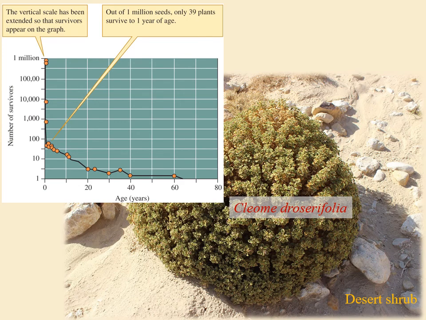This is a desert shrub, and so there's a little picture of it in the background. It can produce 1,000,000 seeds, but the chances of your seed getting somewhere where you can have the moisture to grow and you're not going to get dried out and you're not going to get outcompeted are not so good. So out of 1,000,000 seeds, 39 plants on average survive to get to 1 year of age. So this is clearly a type 3 survivorship curve where your infant mortality is huge.